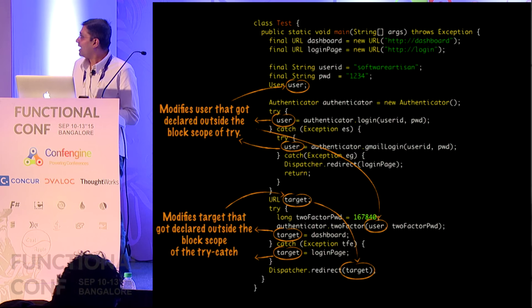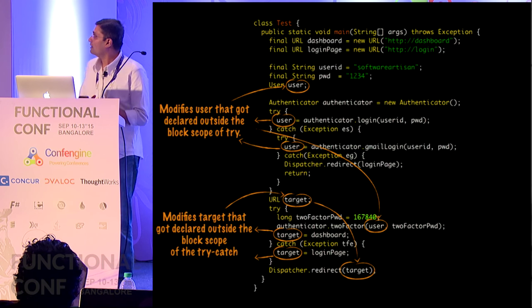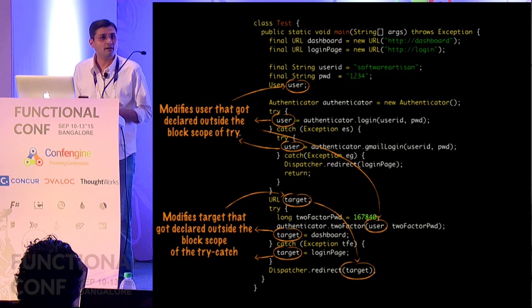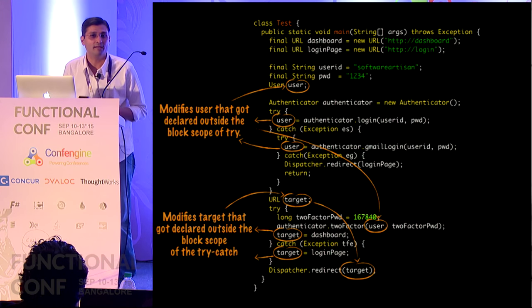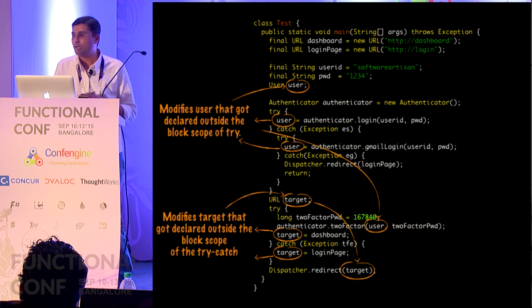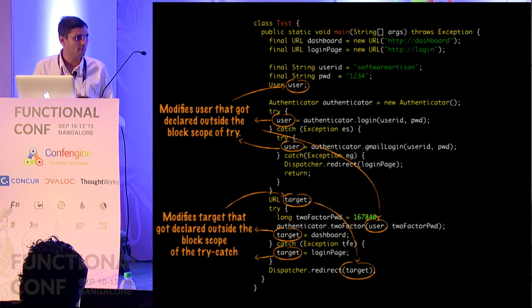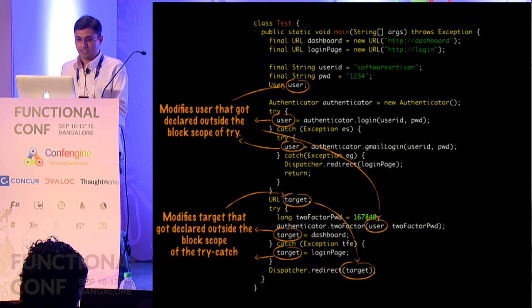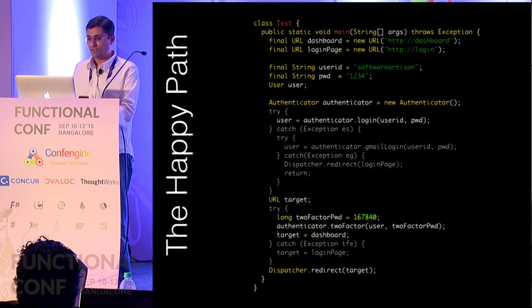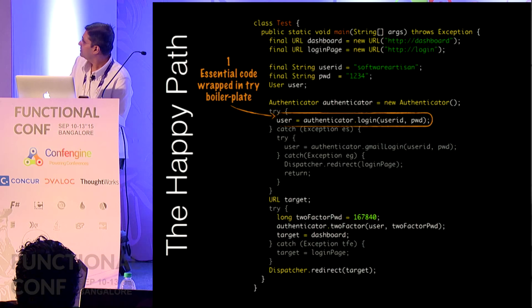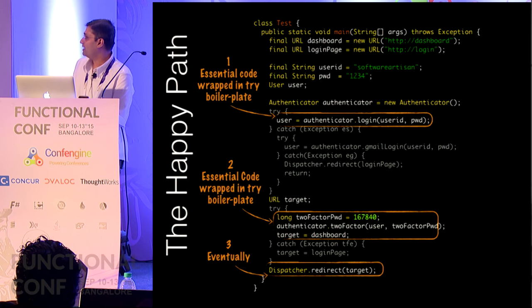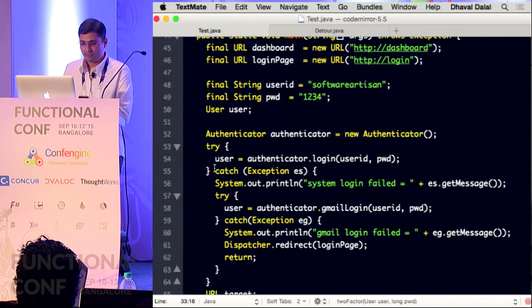The only use of this user variable and the target variable is just to pass data around implicitly. We're not mutating it, not doing anything fancy with that data. If you were to look at the happy path, we have this, then this, and then finally this. So I'll go back to the code now.